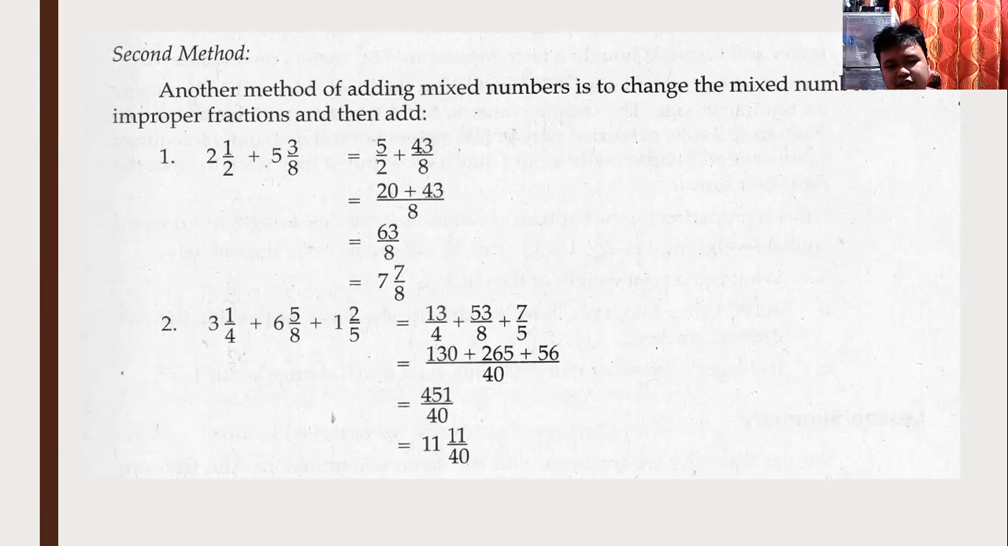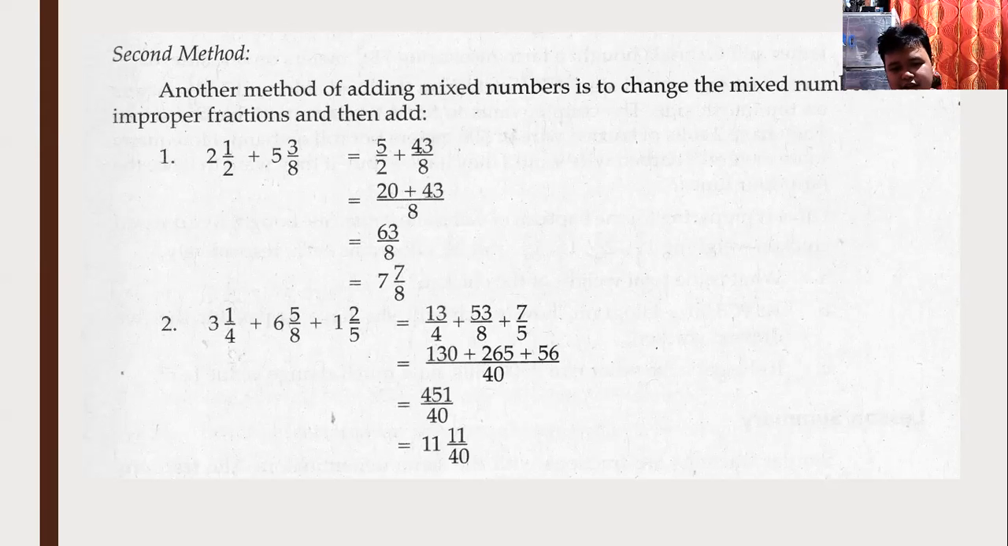So dito, sa 2, 3 and 1/4 plus 6 and 5/8 plus 1 and 2/5. Actually, copy the denominators, 4, 8, and 5. Then, 4 times 3, 12 plus 1, 13. Multiply the denominator to 3 and then add to the numerator. So, 8 times 6 is 48 plus 5 is 53. Then 5 times 1, 5 plus 2, 7.